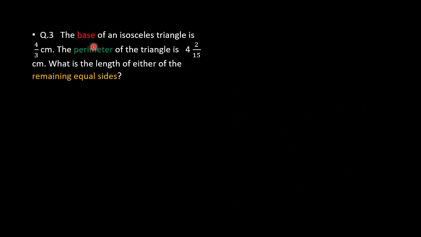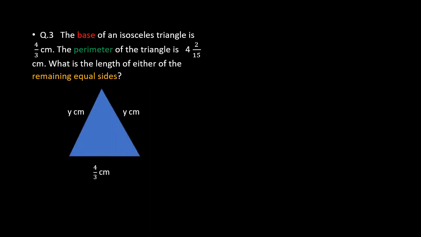The base of an isosceles triangle is 4 by 3 centimeter. The perimeter of the triangle is 4 and 2 by 15 centimeter. What is the length of either of the remaining equal sides?